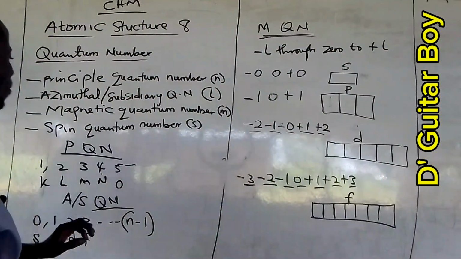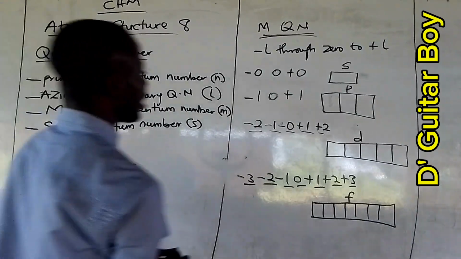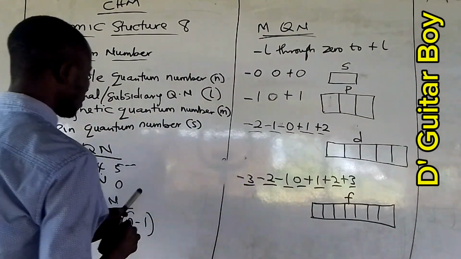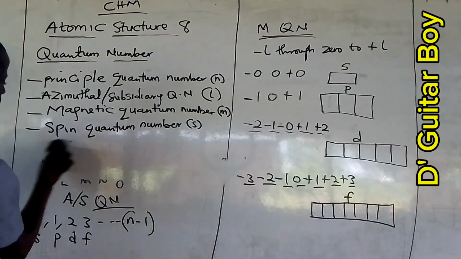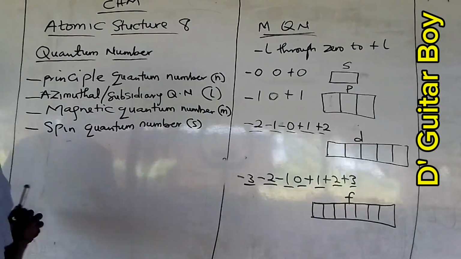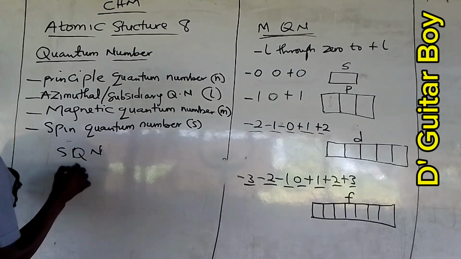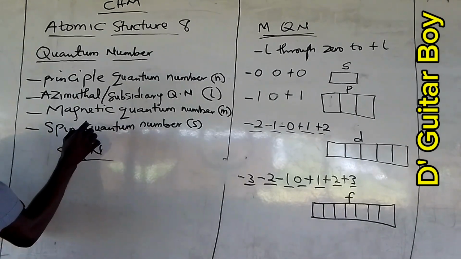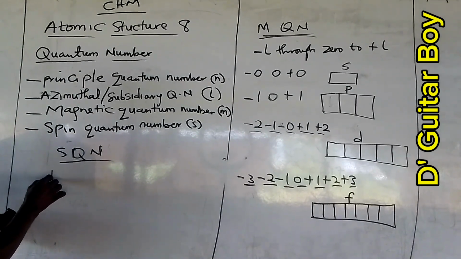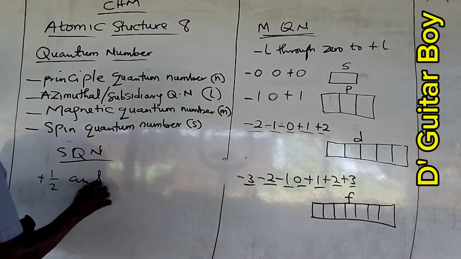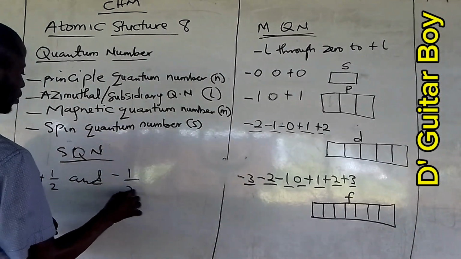Which is what? The spin quantum number. The spin quantum number has a value of plus half and minus half.